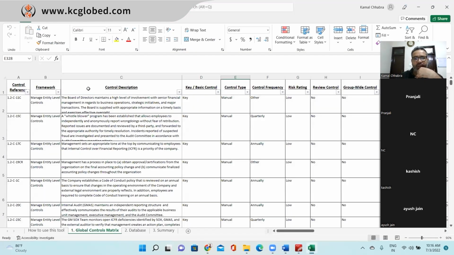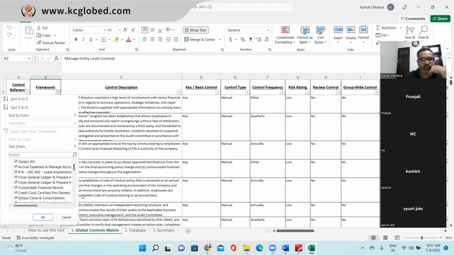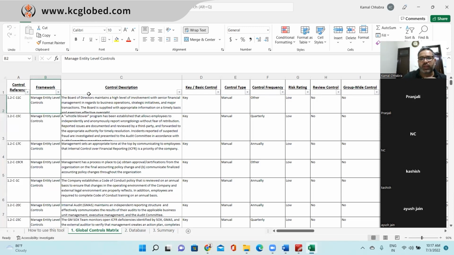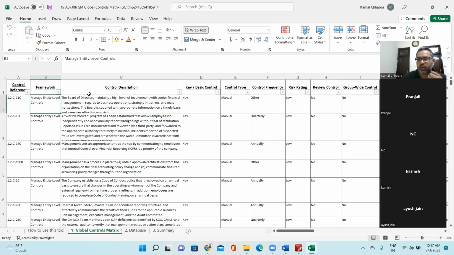Yeah. So this is a risk control matrix for one of the entities. Like this, we have mapped all the controls and in which framework the controls are. If you see here, you will see accrual expenses, lease, journal ledger preparation, journal ledger closing, consolidated financial statement, credit cards, global consolidation process, leasing, payroll, cash, debt, equity, entity level controls, litigation, marketing expense, pension. So this is just an overview of how the overall risk control matrix looks.